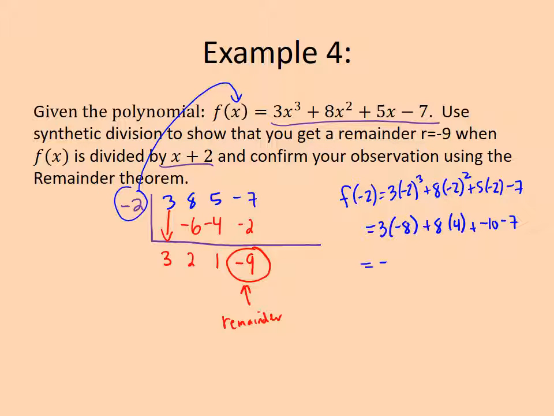So 3 times negative 8 is negative 24. 8 times 4 is positive 32 minus 10 minus 7. When we simplify, negative 24 plus 32 is 8, minus 10 is negative 2, minus 7 is negative 9. Plugging negative 2 in, we also get negative 9. We've now confirmed our observation that the remainder is negative 9 by using the remainder theorem.